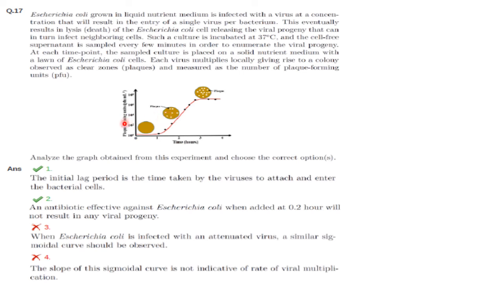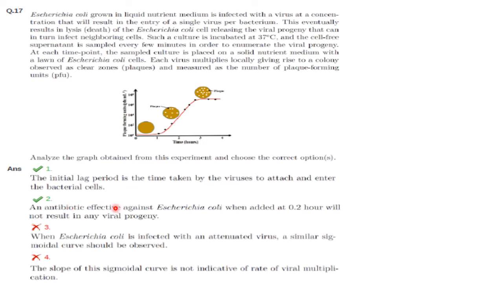So analyze the graph obtained from this experiment and choose the correct options. The initial lag period is the time taken by the virus to attach and enter the bacterial cell. It is correct because only after entry of the virus into the bacterium will it result in the lysis of the E. coli cell, releasing viral progeny. So at the initial stage there is a lag period for the virus to enter the bacterial cell.